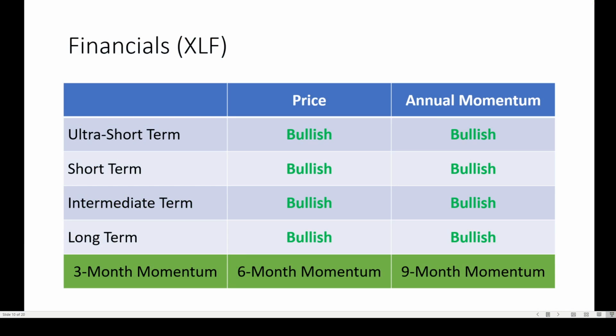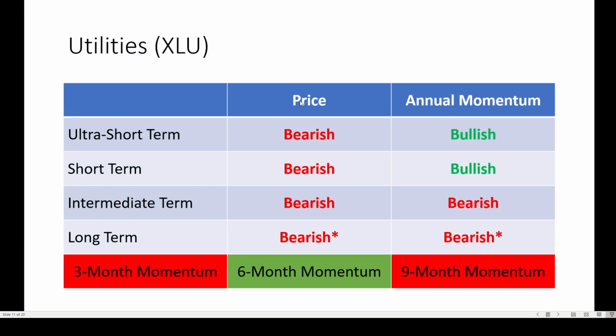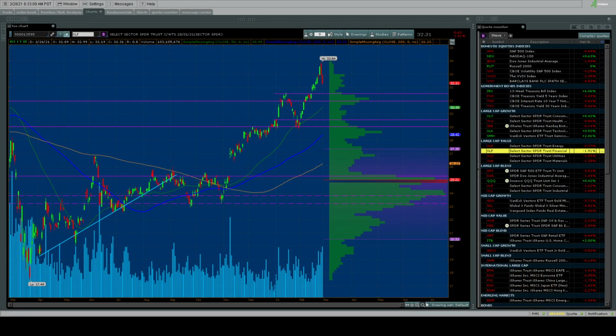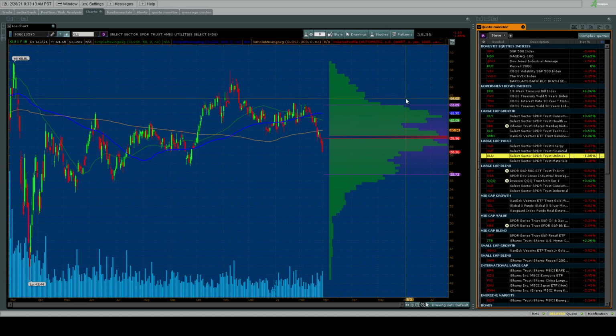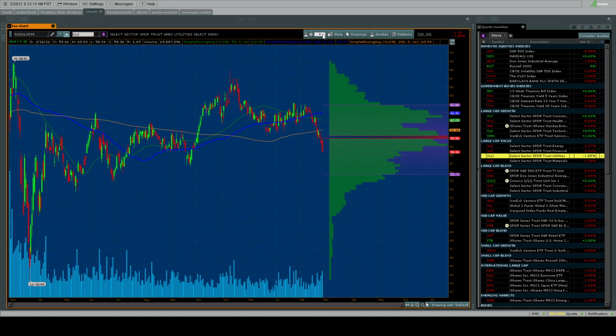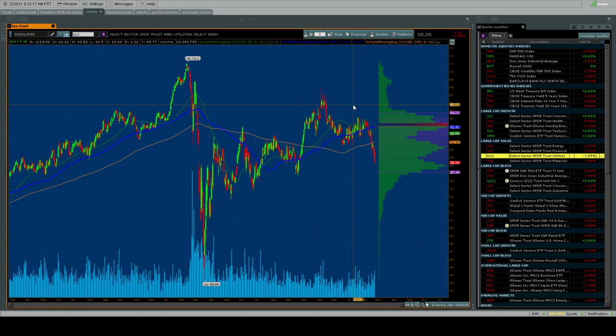Let's go on to the utility sector. This one's fairly ugly. Long term has now flipped bearish on both indicators, and 3 and 9 month momentum are negative and falling, with 6 months hanging tight at the moment. Let's go look at the utility sector and see. All right, this is good stuff. Let's zoom out a little bit.